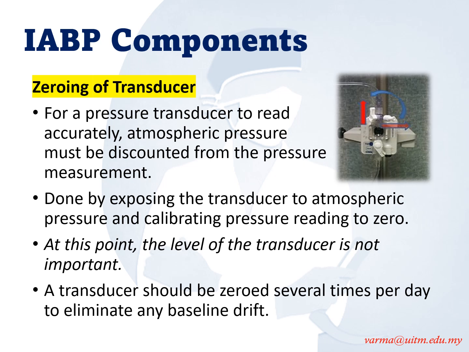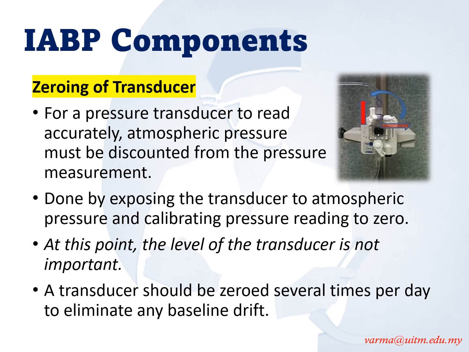Next, we move on to the techniques involved in the calibration of the IABP setup. It involves zeroing and leveling. First, we talk about zeroing. What is zeroing of the transducer? Zeroing of a transducer is important to prevent any inaccuracy. For a pressure transducer to read accurately, atmospheric pressure must be discounted from the pressure measurement. It is done by exposing the transducer to atmospheric pressure and calibrating the pressure reading to zero.